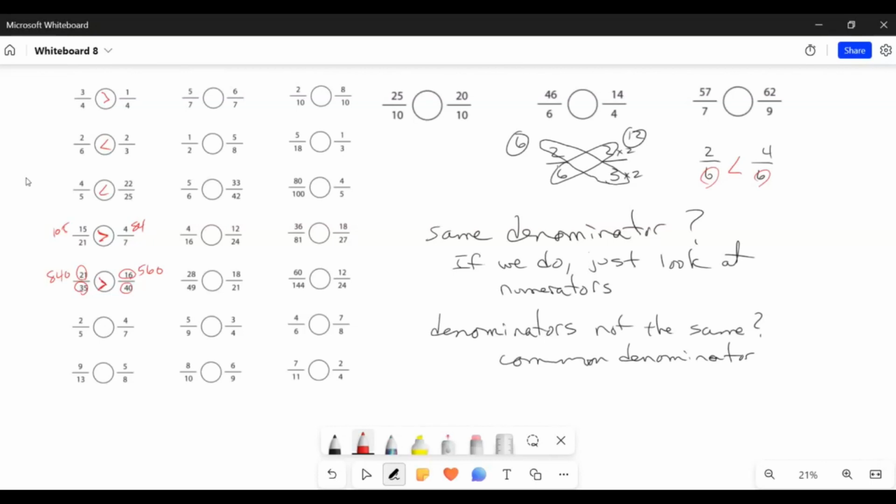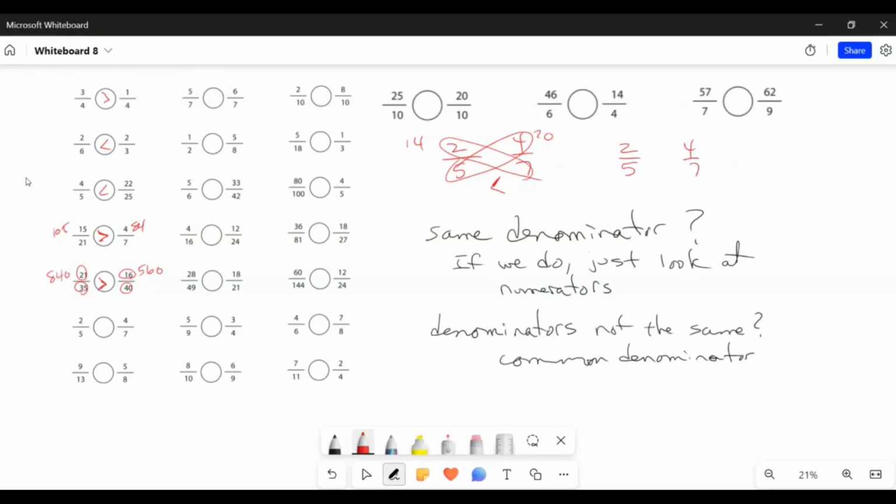Here's where it's going to be a lot more evident that what we're doing is we're still finding a common denominator. If we do the butterfly method, 2/5 and 4/7, 7 times 2 is 14, 5 times 4 is 20. So we know 4/7 is bigger because 14 is smaller than 20. But let's do it by finding a common denominator.